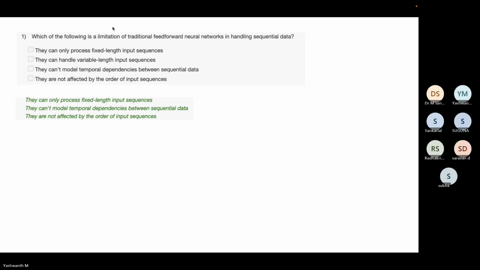I mean, they cannot handle variable length input sequences, and they definitely cannot model temporal dependencies between sequential data, right? And they are not impacted by the order of input sequences. Okay. Any questions on this first part?